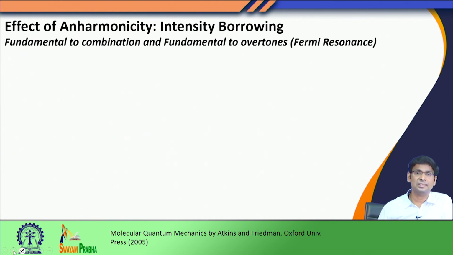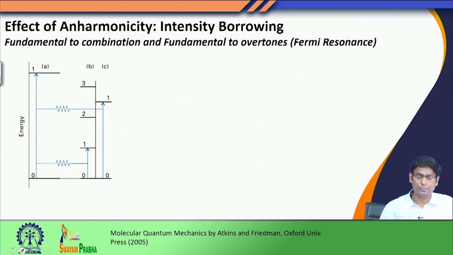So, they are much smaller. Therefore, their intensities are going to be small. But in some cases, we see that the intensity of a fundamental band has gone to either a combination band or to an overtone band. How can that happen? We will look at two examples.